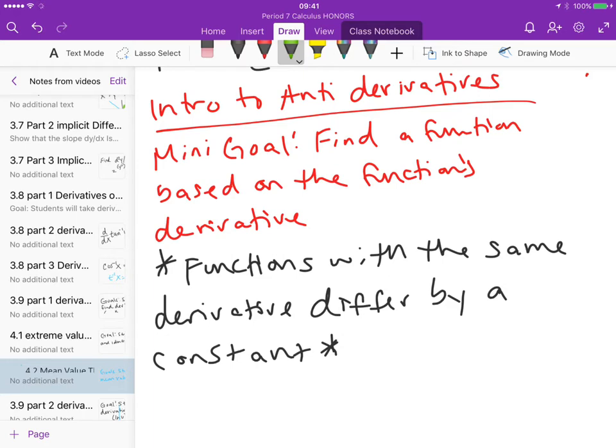So I have a key little note I want you guys to take home. Functions with the same derivative differ by only a simple constant, all right? Let me say it one more time. Functions with the same derivative differ by only a constant.